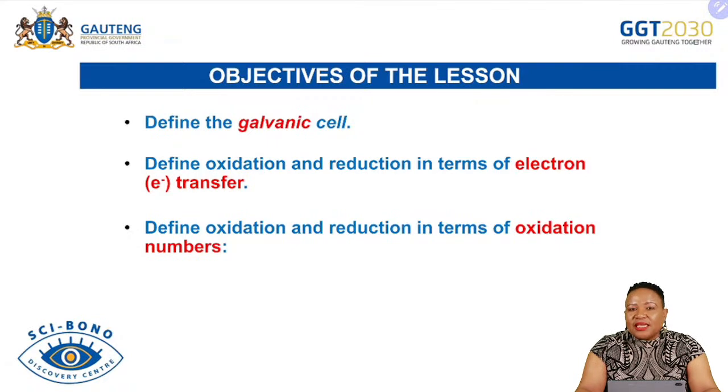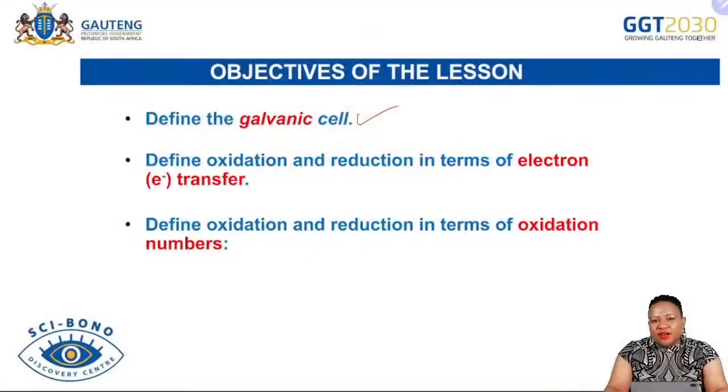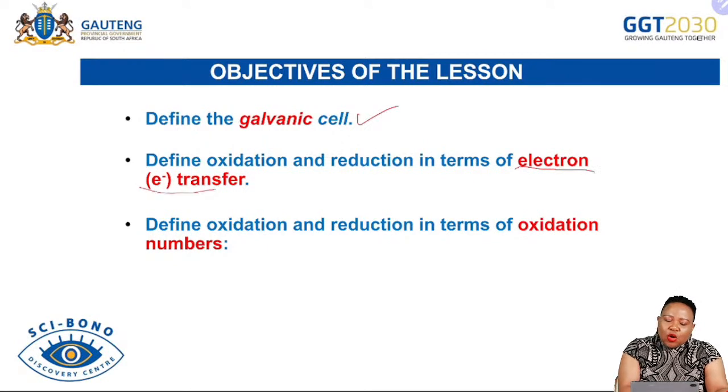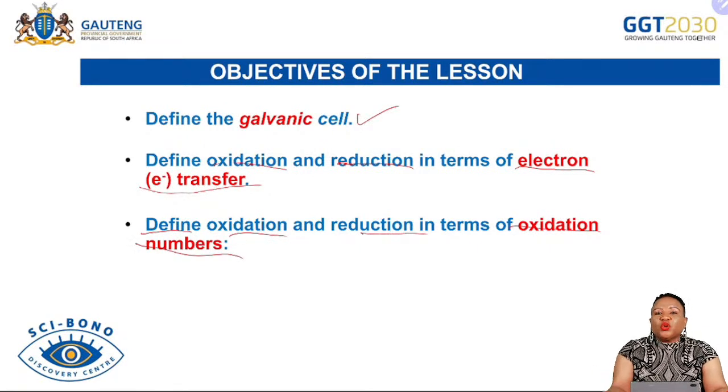Now, what are the objectives of this lesson? These are the objectives according to the exam guideline. We are going to look at the definition of a galvanic cell, because we are definitely going to start with a galvanic cell and later we'll look at an electrolytic cell. We are also supposed to look at oxidation and reduction definitions in terms of electron transfer. We will also have to define oxidation and reduction in terms of oxidation numbers. So that is why it was important, before we start, to go back and revise the oxidation numbers of each substance in a reaction.